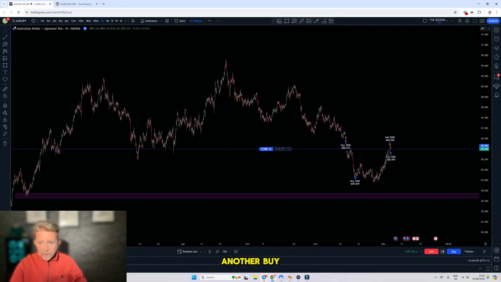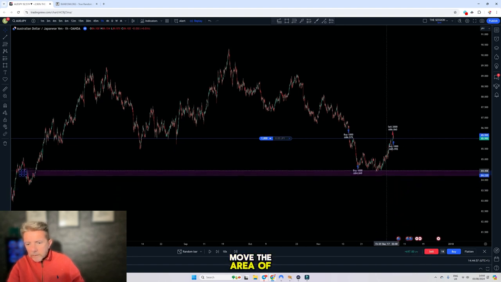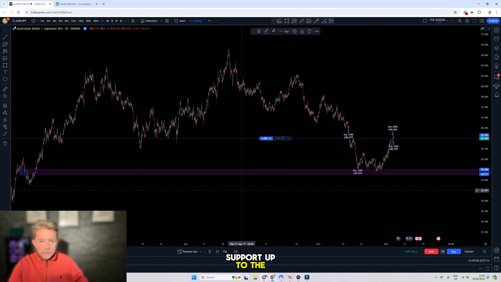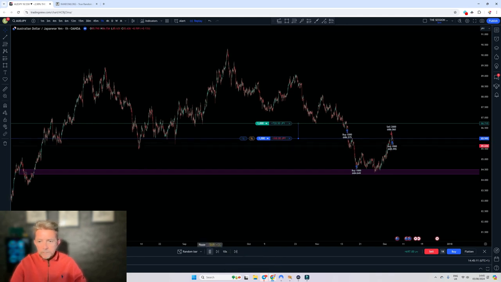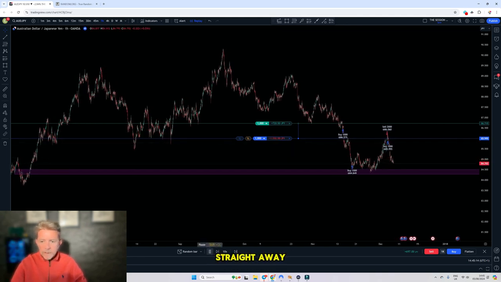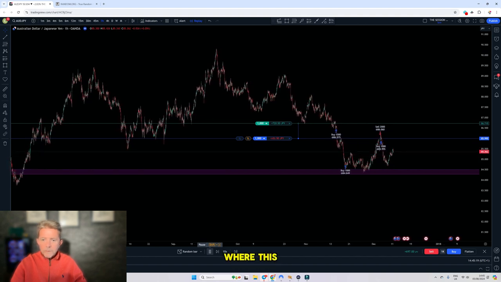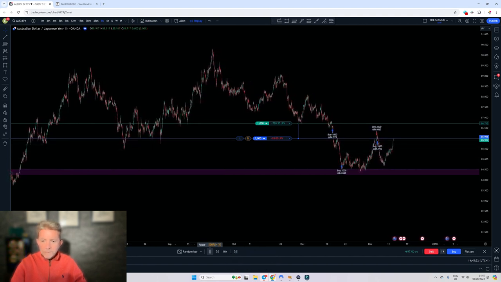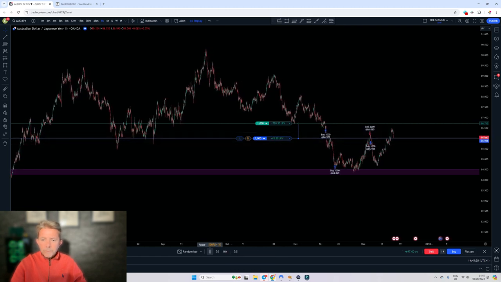So we're going to place another buy, and this time I think I'm going to move the area of support up to the recent one, and I'll take the take profit again to that nearest level that we've got here. Let's just see where this one plays out. Coming against me again straight away. Thank you, random.org. Let's just see where this plays out. Trying to move up.